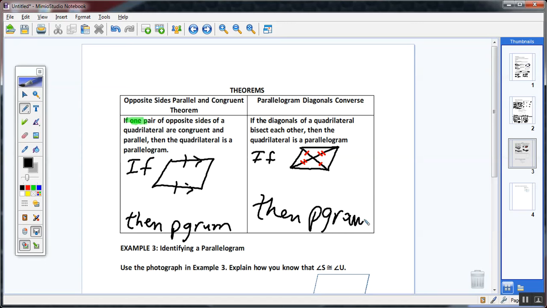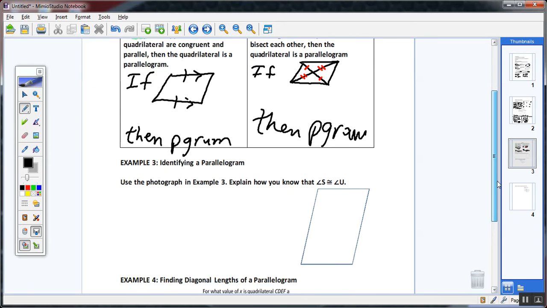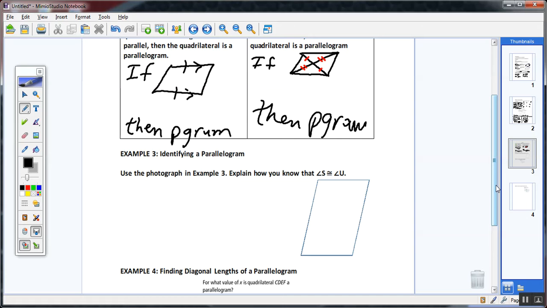Okay, so let's use these ideas. In example 3, it says, use the photo in example 3 to explain how you know that S is congruent to U. Let me get the vertices drawn up there for you kids. Oh, where did the book go? There we go.